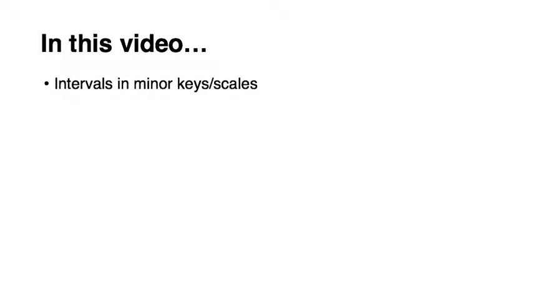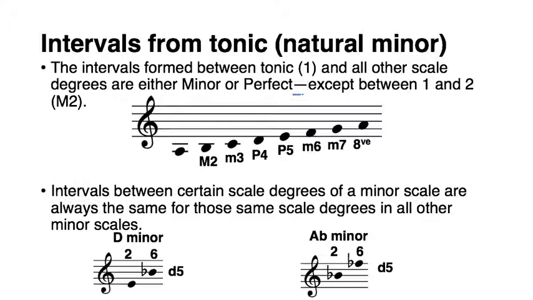In this video, we'll talk about intervals and what the intervals are between scale degrees in minor keys or minor scales. The intervals that are formed between tonic and all other scale degrees in a natural minor scale, or simply a minor scale, are all minor or perfect except between scale degrees 1 and 2.